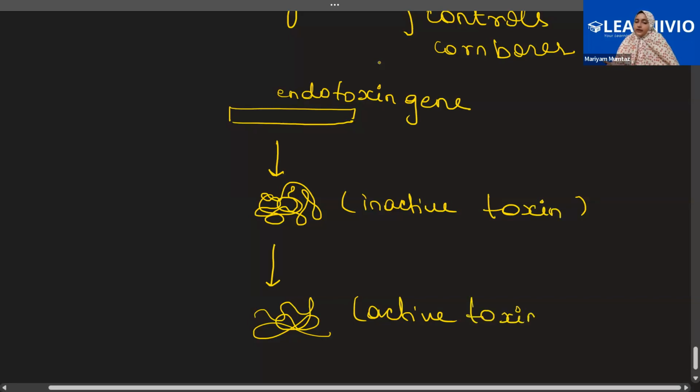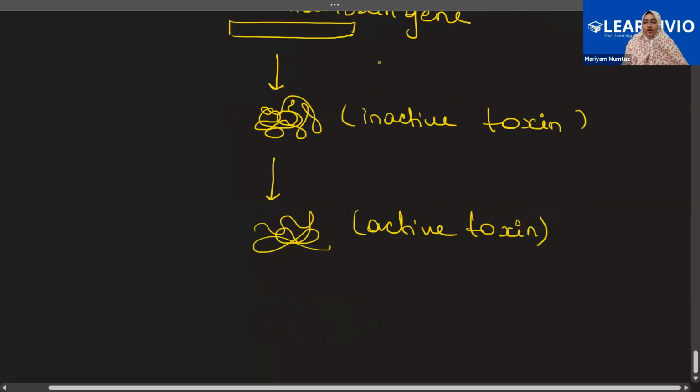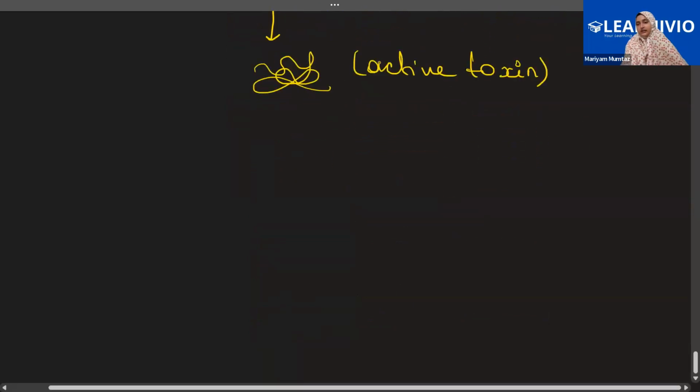So you people have understood the basic mechanism, what causes this particular toxin to become active, right? It is the alkaline pH. This question was asked in the NEET examination also. So this is very important to learn.